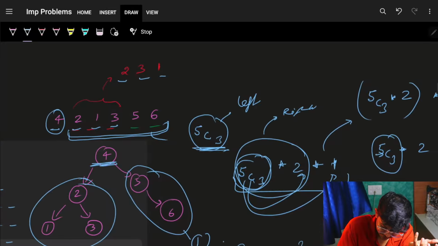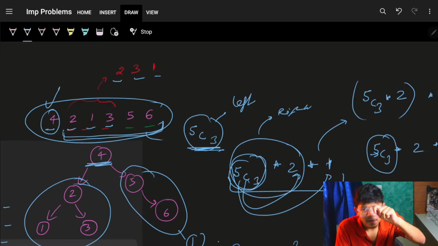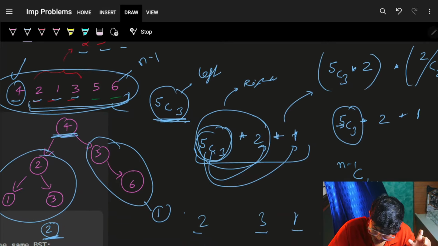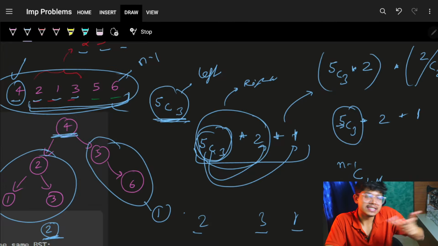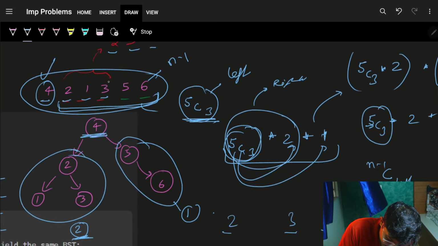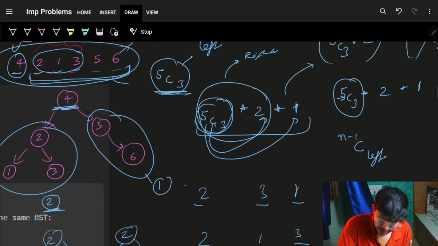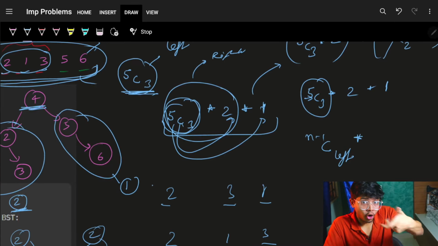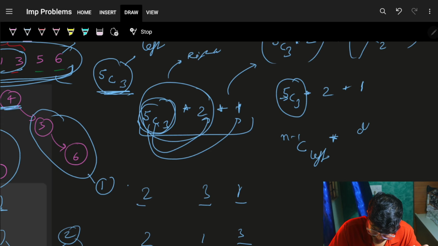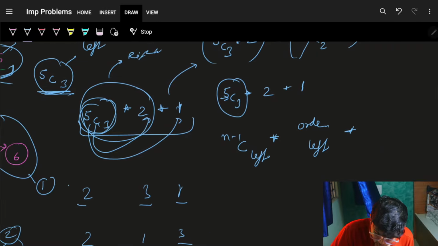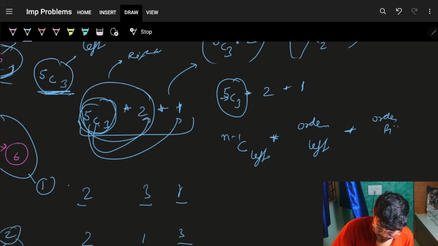Which means if I had n locations, the first is always occupied, and the remaining will be n minus 1. So n minus 1 C left, or for sure you can also write n minus 1 C right. Choose any, and the remaining ones will go to left or right. So if I choose n minus 1 C left, which means I just choose 3 locations for the left, and then I order those left ones. So let's say DFS of left, which means order the left. How many ways can I order the left? Into order the right. How many ways can I order the right?